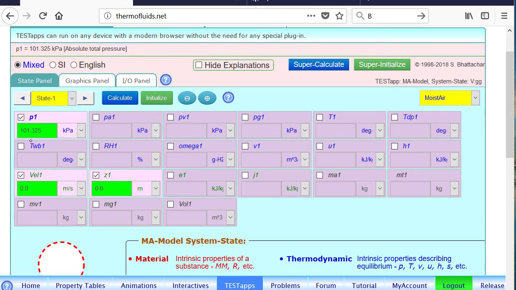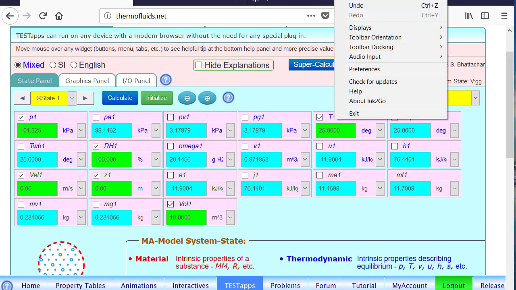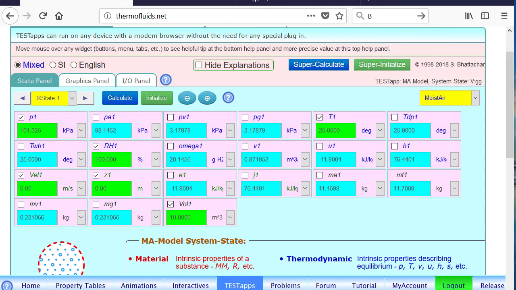The pressure is already by default 101 kPa, so we don't have to do anything there. The volume of the system is given, 10 meter cube. The temperature is given, which is 25 degrees Celsius, and finally the relative humidity must be 100% because the air is saturated. So that fixes all these variables, and I want to take a minute to go over a lot of the important variables.